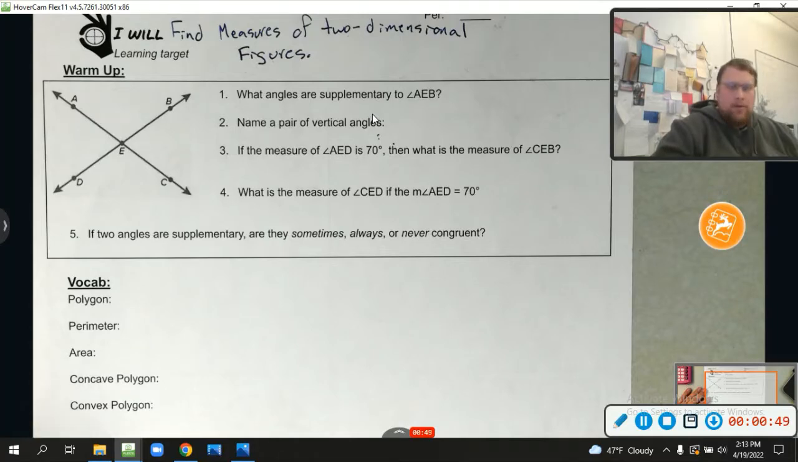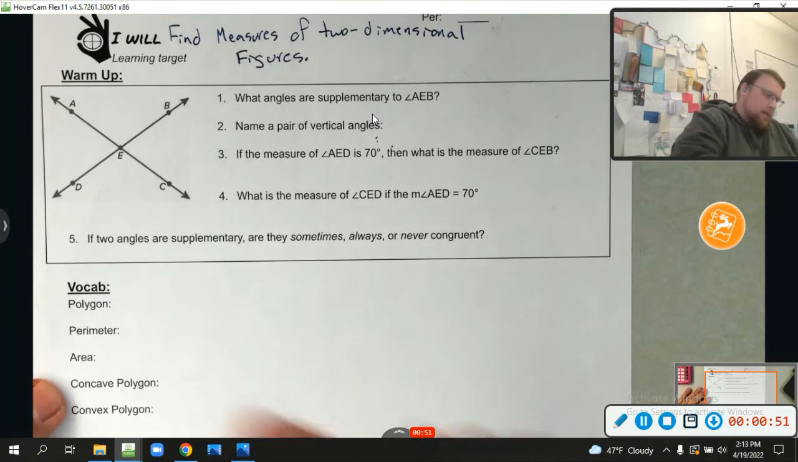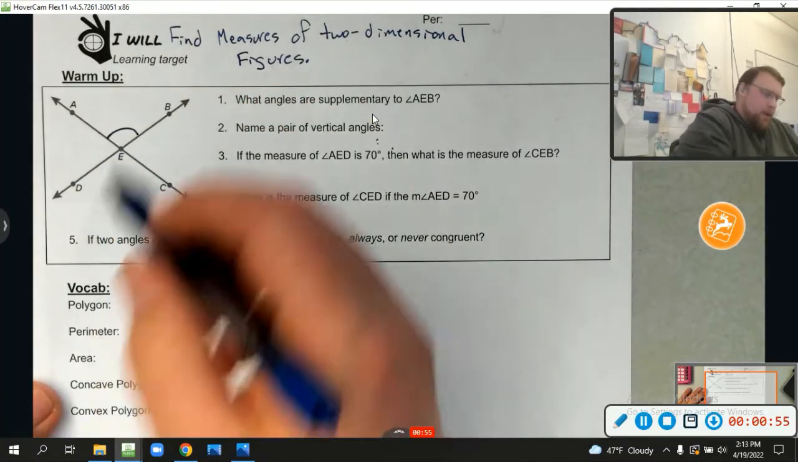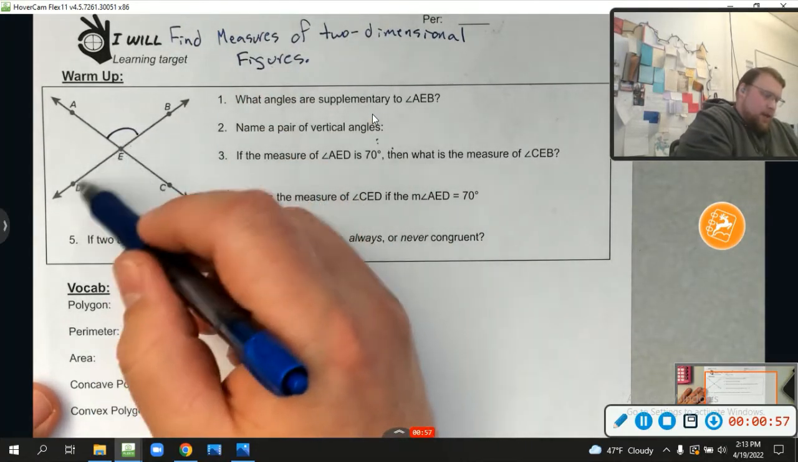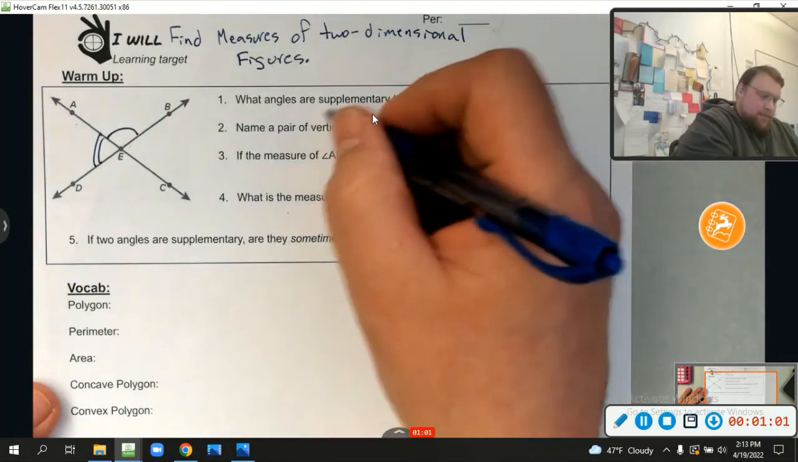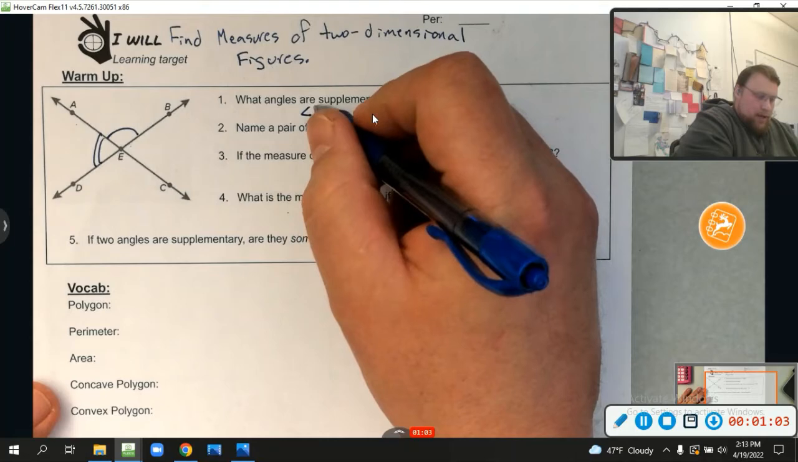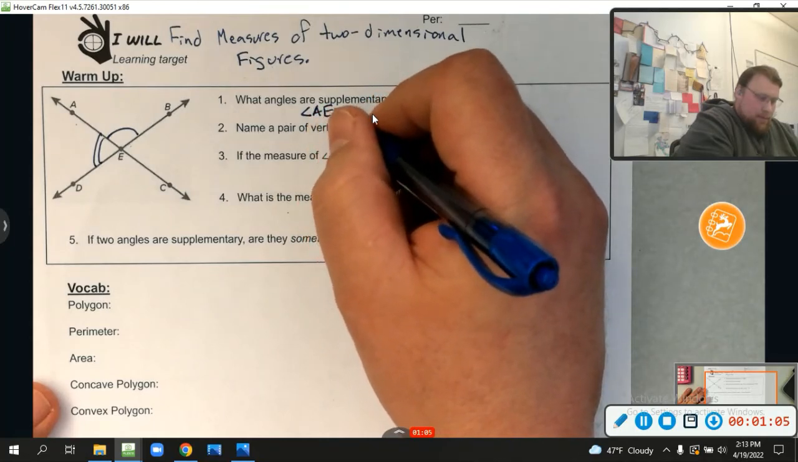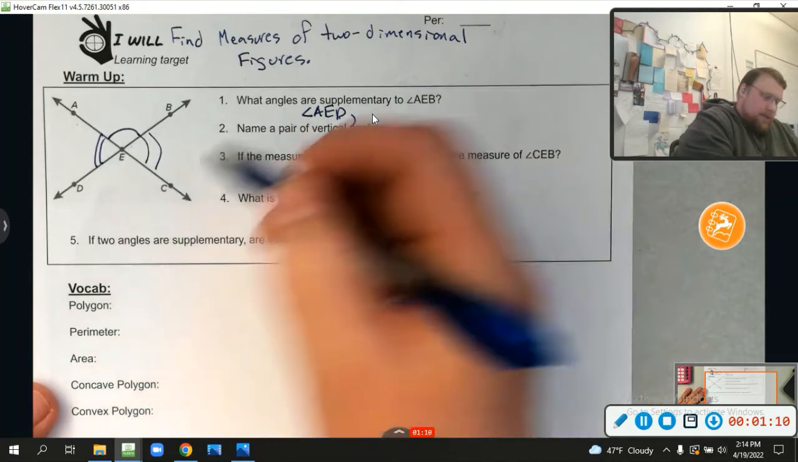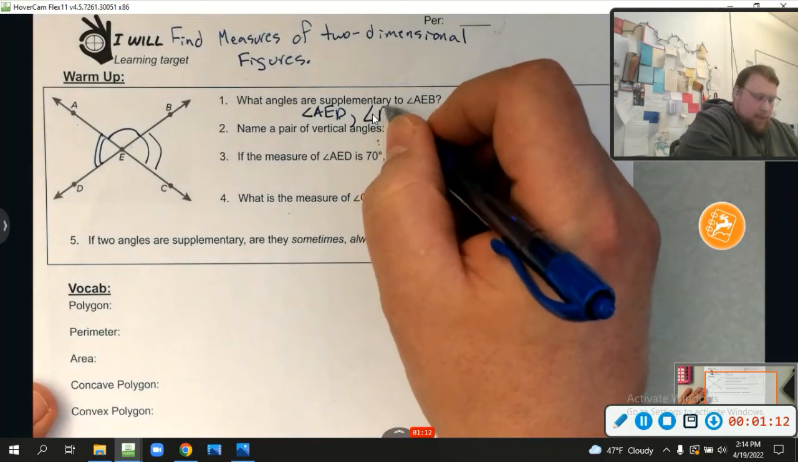Needed, what angles are supplementary to angle AEB? So we're talking about angle AEB. That's this angle right here. Well, we see it's definitely supplementary to angle AED. Those form a straight line. And it's also supplementary to BEC. Those form a straight line. Angle BEC.